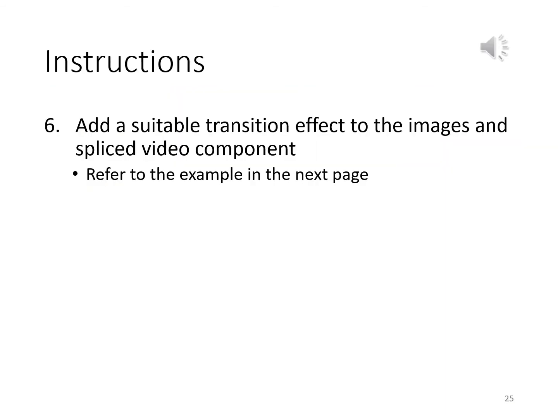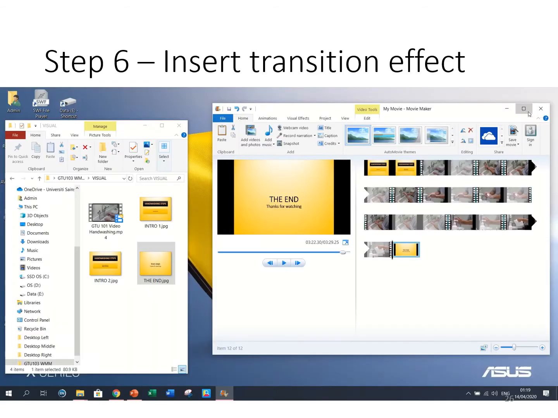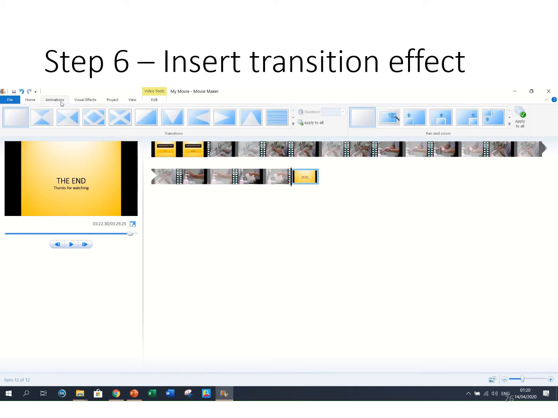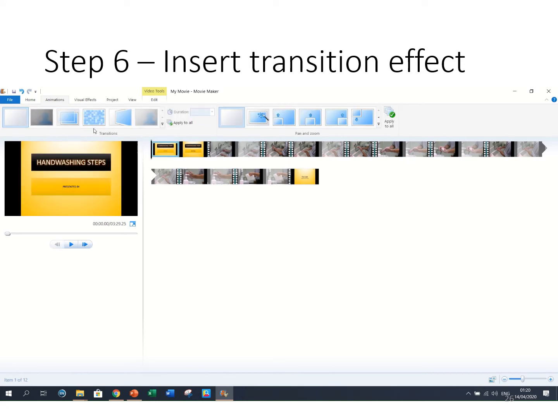After inserting the images and video components into Window Movie Maker, we have to insert suitable transition effects to the images and the spliced video components. This is the Window Movie Maker platform. To insert a transition effect, we can go to animation. This animation will give us the transition effect. We click on the slide and then choose the transition effect that we want between slides.